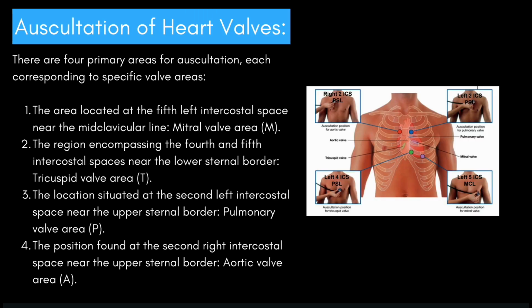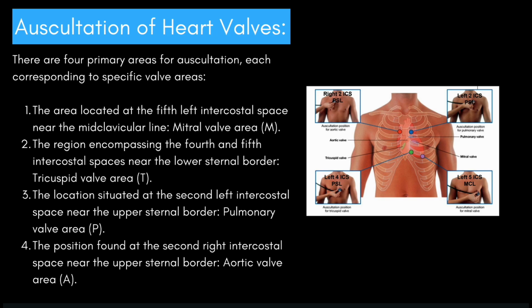Moving on. Next, we're going to be talking about auscultation of heart valves. There are 4 primary areas for auscultation, each corresponding to specific valve areas. The area located at the 5th left intercostal space near the midclavicular line is known as the mitral valve area. The region encompassing the 4th and 5th intercostal spaces near the lower sternal border is known as the tricuspid valve area. The location situated at the 2nd left intercostal space near the upper sternal border is known as the pulmonary valve area.